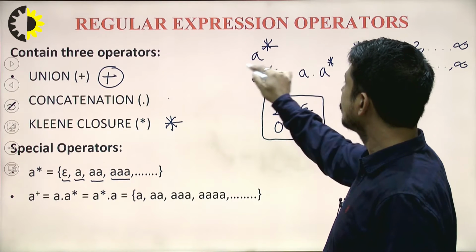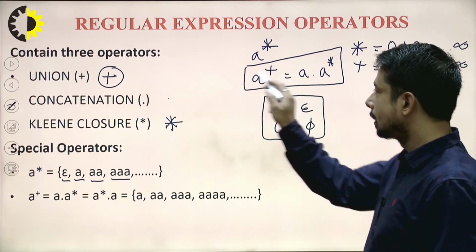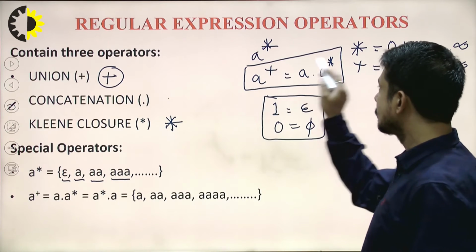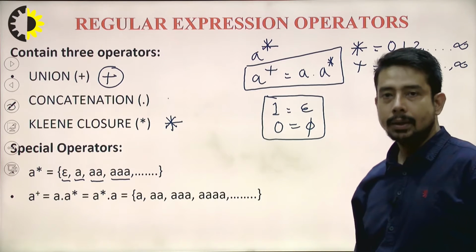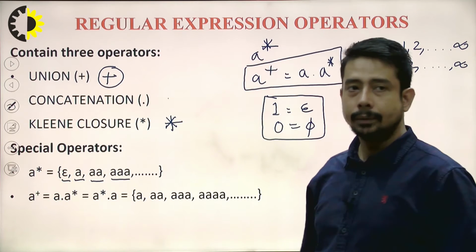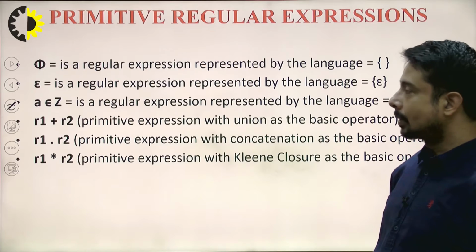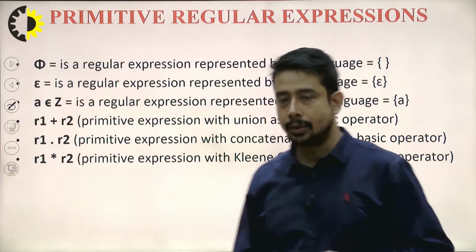So this is a very good example where all the basic operators are being shown: plus (union), dot (concatenation), and Kleene closure. Okay. So these are the basic operators. We will try to look into these operators in a proper way. Now here are some of the primitive regular expressions we have mentioned over here.